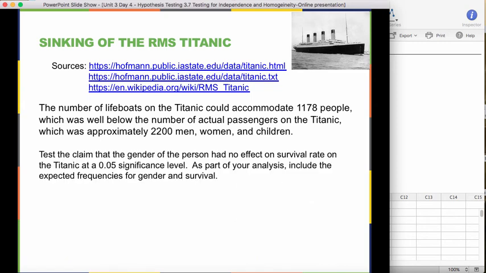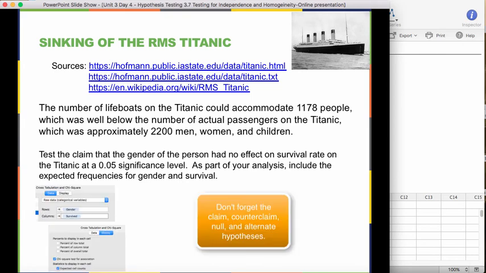So we're going to now look at the test of independence, and we're going to test a claim that the gender of the person had no effect on the survival rate of the Titanic at a 0.05 significance level. As part of your analysis, include the expected frequencies for gender and survival. So let's go through this. What we're going to do now is actually run the Chi-squared test. We're now going to run the statistical test.